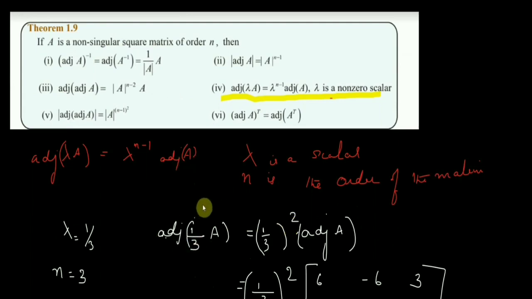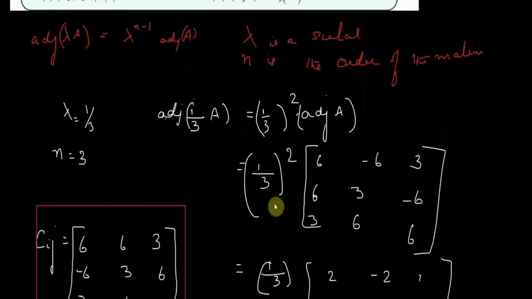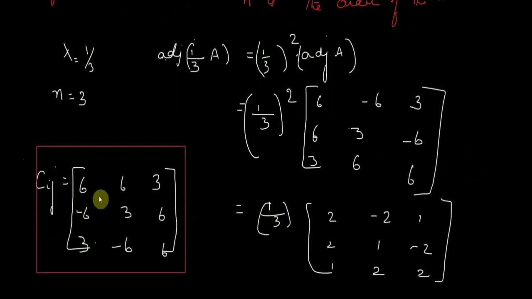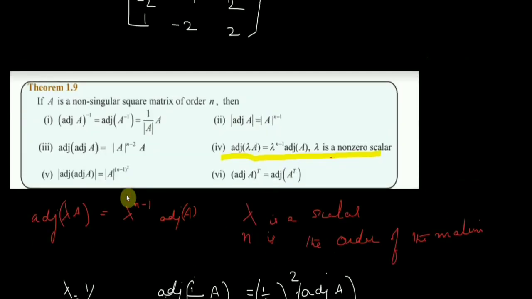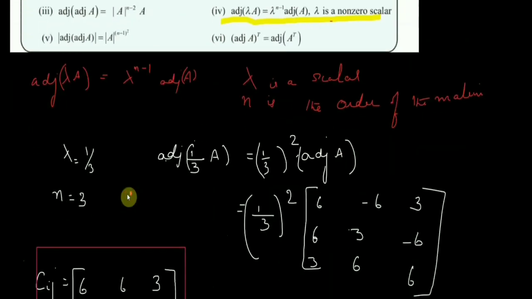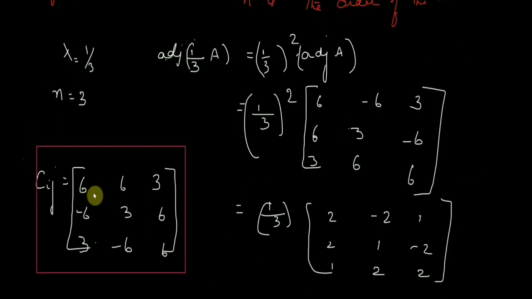Okay, so adjoint of 1 by 3 A, if a matrix is multiplied by a scalar, the property is it becomes 1 by 3 the whole power 2. If the matrix is of order 3, this will become power 2 into adjoint of A. So for 1 by 3 the whole square, we have to find the adjoint matrix. Before that, we have to find the cofactor matrix. We just did the previous sum. How to find the cofactor matrix we learned in the previous sum.